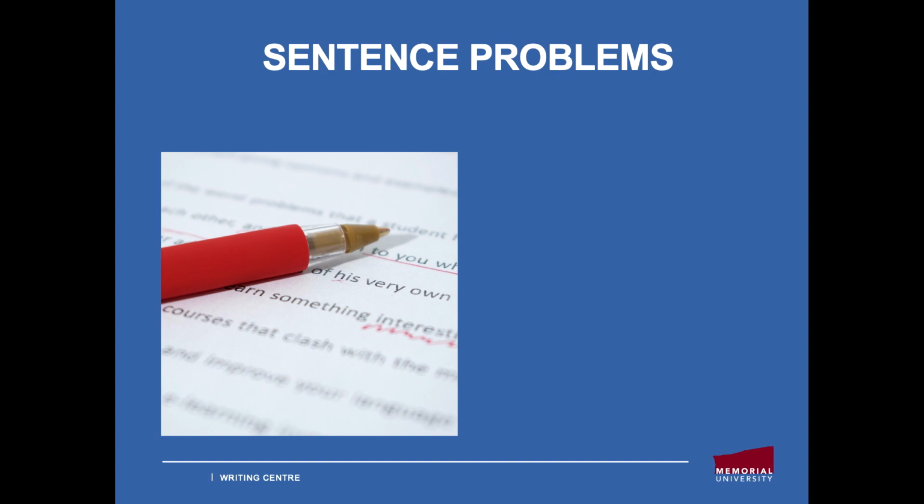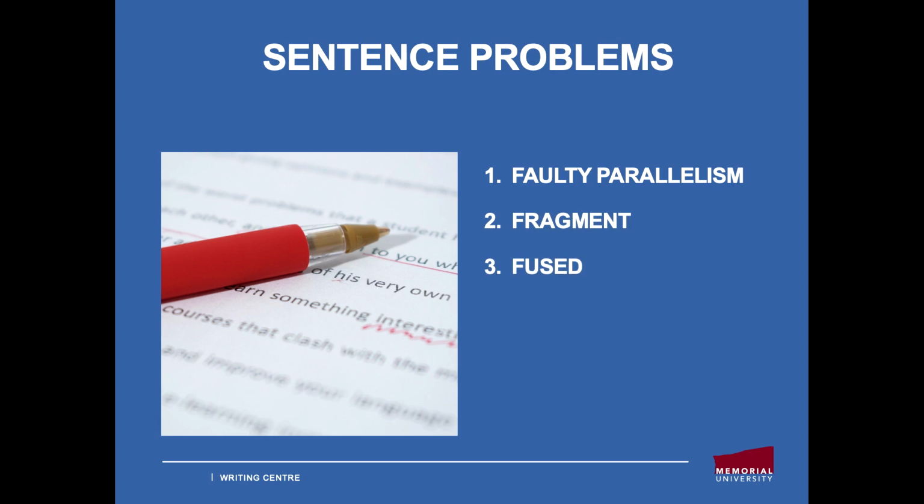So let's talk about 6 common sentence problems in this tutorial. Faulty parallelism, fragment sentences, fused sentences, comma splices, sentences that are choppy, and sentences that become stringy. At the end of the tutorial, please check out the interactive activities that are available to you on our website.